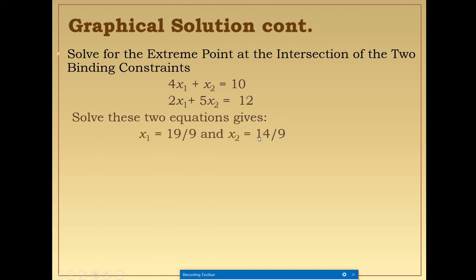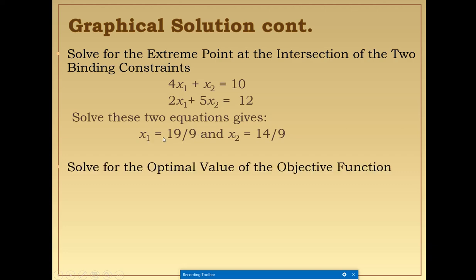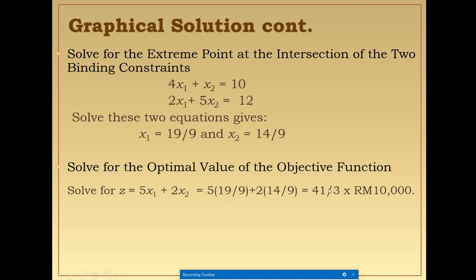Okay, 14 over 9. Then substitute x2 into any of these equations. You get x1 equals 19 over 9. So after we get the optimal solution, x1 and x2 represent the optimal solution of the problem. You need to get the optimal value, which is nilai z. What is the z value? Substitute x1 and x2 into the objective function, which is 5x1 plus 2x2. You will get 41 over 3.